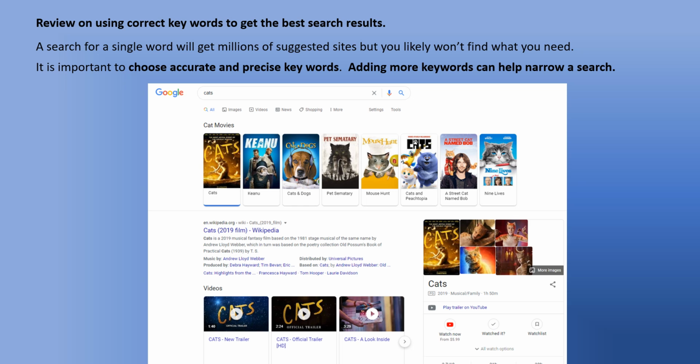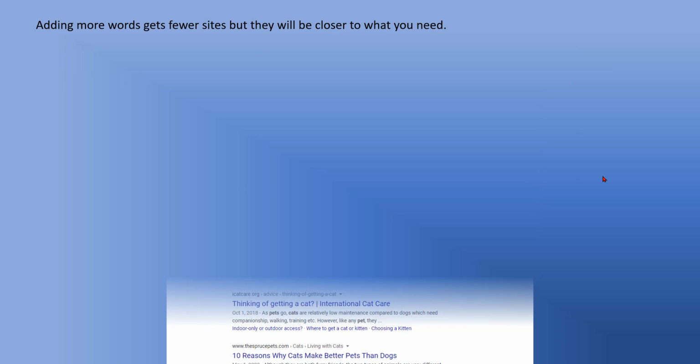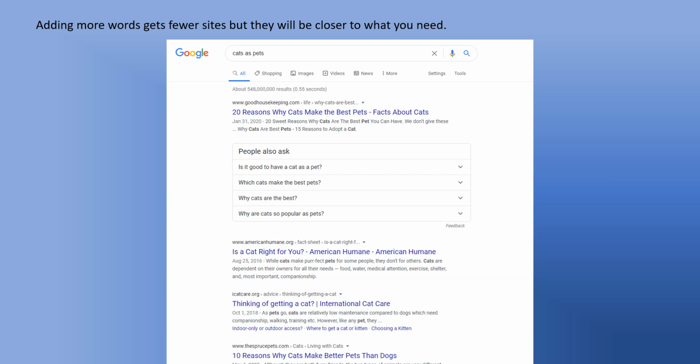So let's keep going. Adding more words gets fewer sites, but they will be closer to what you need. So I did type in cats as pets, and oh man, I still got a lot of results. And then I got like 20 reasons why cats make the best pets. Is a cat right for you? Thinking of getting a cat. 10 reasons why cats make better pets than dogs. What? Well, I don't know about that. I think dogs are better than cats. Oh, no, they're both good.